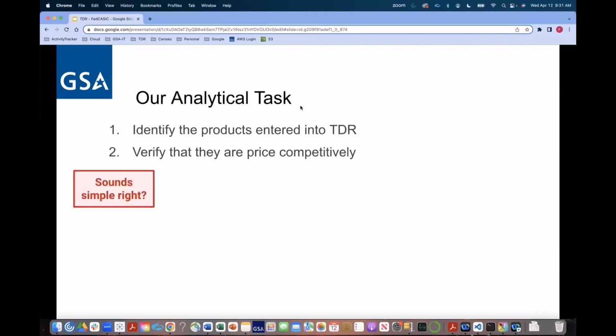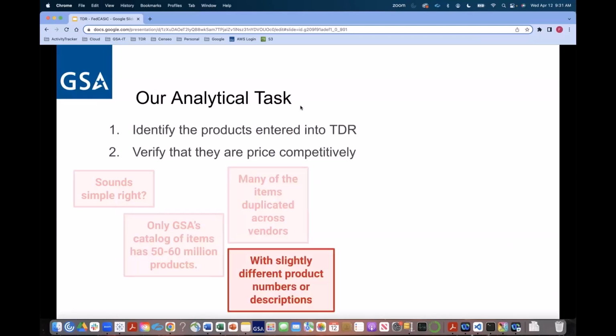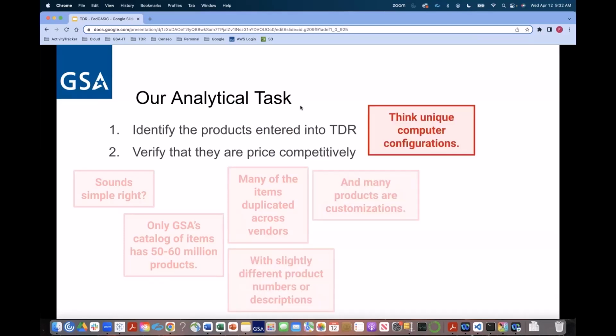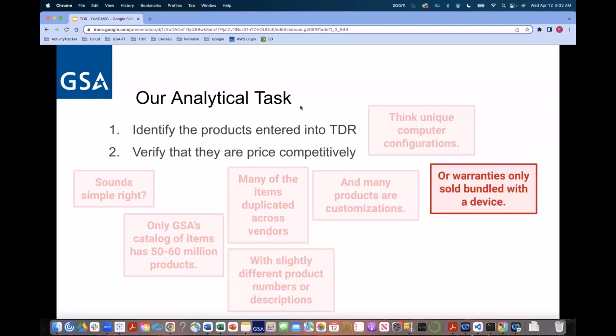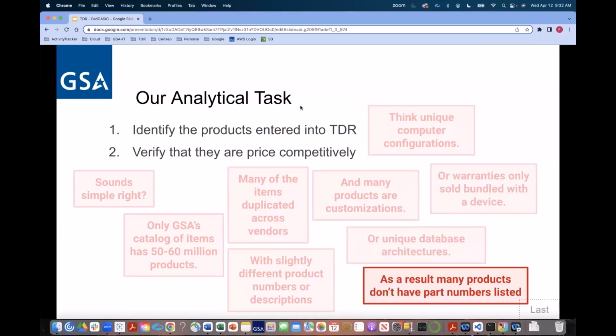So when we get into the computation, our analytical tasks are broken down into identifying the correct products and verifying that they are priced competitively. Sounds simple, right? The GSA catalog of items alone has 56 million products. Many items are duplicated across vendors with slightly different product numbers or descriptions, and many products are customizations. Think unique computer configurations, warranties only sold bundled with a device, or unique database architectures. As a result, many products don't have a part number listed.